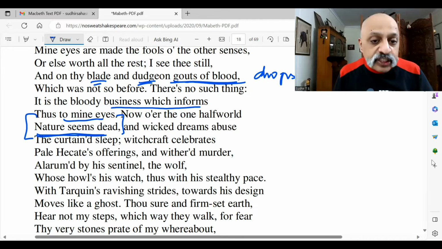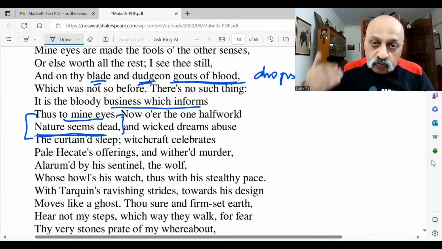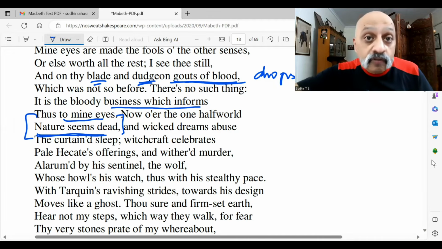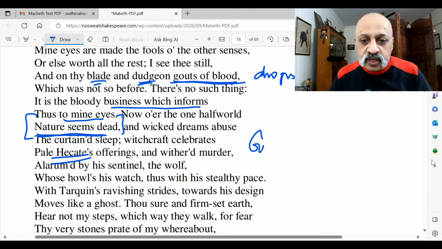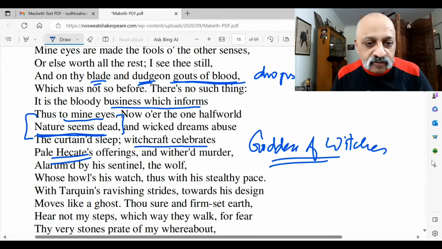Then he says witchcraft celebrates, that the witches are offering sacrifices to their goddesses, कि उनकी जो देवी है उनके लिए जो witches हैं they are offering some kind of sacrifice, कोई बलि चढ़ा रही हैं. Pale Hecate's offering, okay, to their goddess Hecate. Now Hecate was a magician and she was considered the queen of the witches, so this is important. She is considered the goddess of the witches. So he's saying that witchcraft is celebrating by making offerings to Hecate.